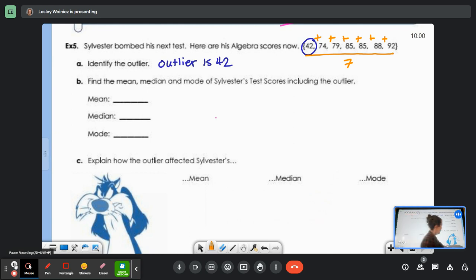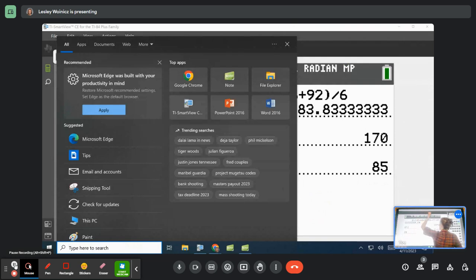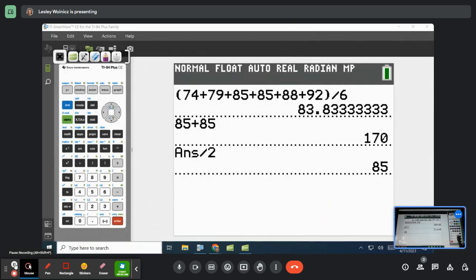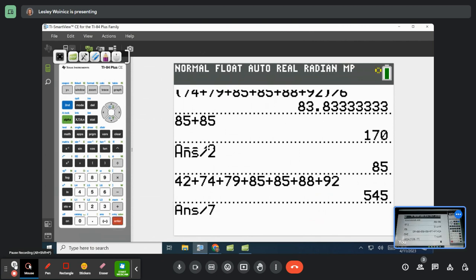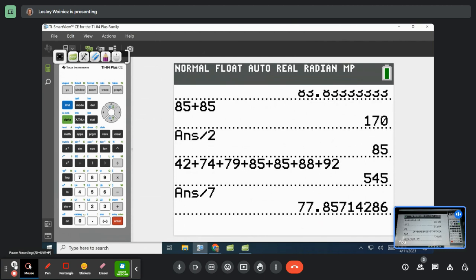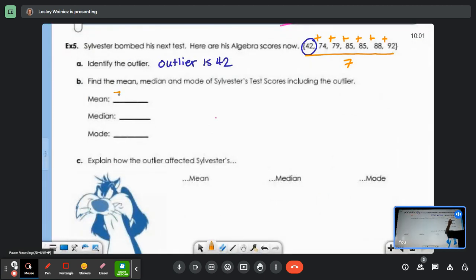So let's do that on the calculator. So that was a 42 plus a 74 plus 79 plus 85 plus 85 plus 88 plus a 92. 1, 2, 3, 4, 5, 6, 7. Okay. So his new total is 545, and this time we are dividing by 7. So that changed his mean to 77.857.